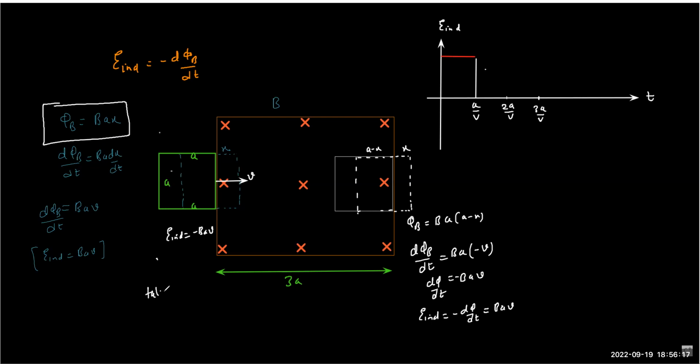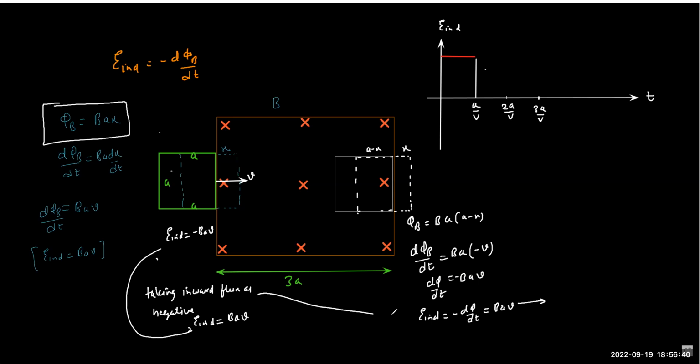So taking inward flux as negative, the E induced will have the proper sign. So this will become BAV, and this will become minus BAV, isn't it?